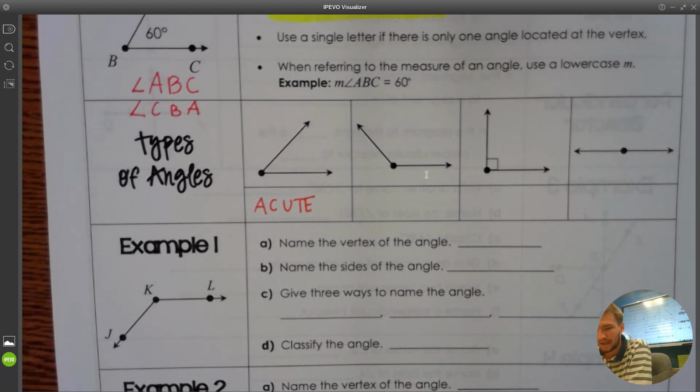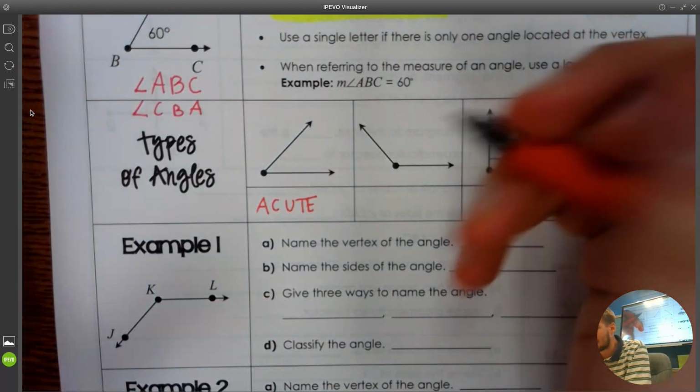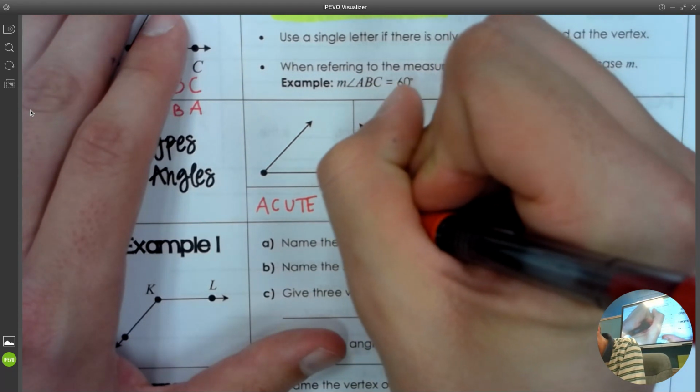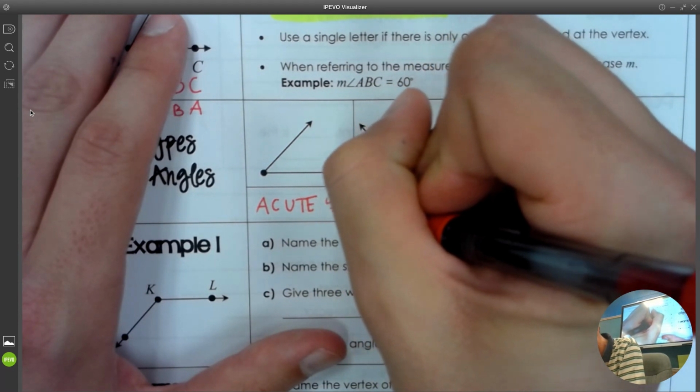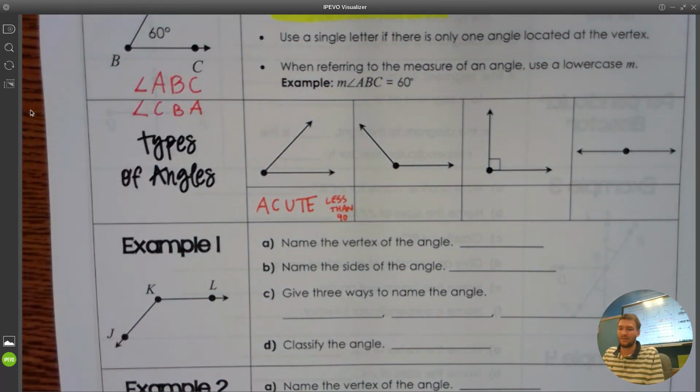But an acute angle is one that is going to be less than 90 degrees. We don't have a ton of room in this box, so I'll just squeeze it in there. An acute angle is one that's going to be less than 90 degrees.